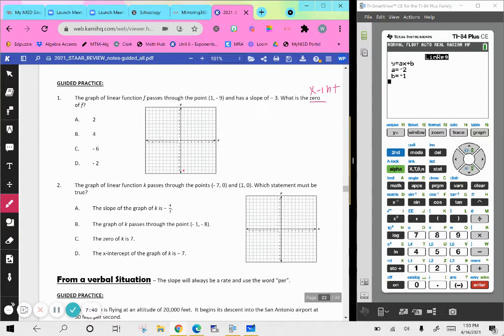That means it's going to go down 3, right 1, but we can't go down 3 on this graph. So what we can do is do the opposite of this. So we can say up 3, left 1, because -3 divided by 1 is -3. 3 divided by -1 is also -3. So it's the same thing. 1, 2, 3, left 1. 1, 2, 3, left 1. So my 0, where it crosses the x-axis, is at -2.